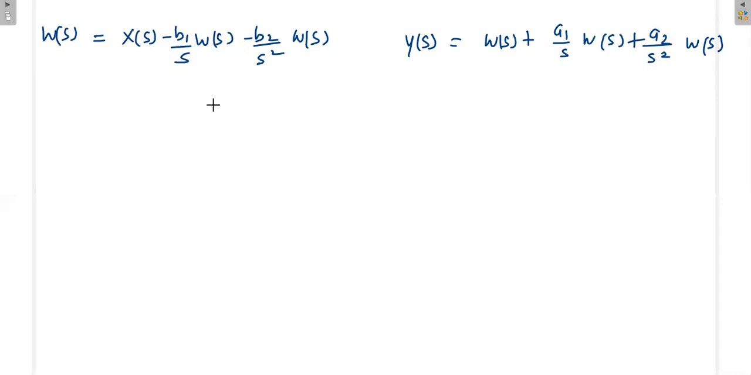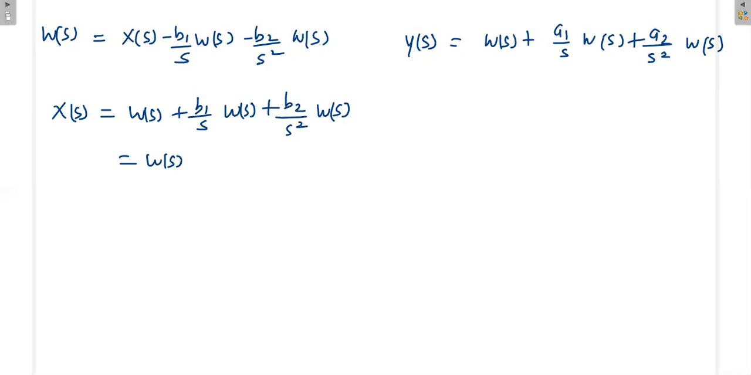From this we have to try to remove ws from both the equations, then we should get the relation between xs and ys. For that, write everything in terms of x of s. Then x of s is equal to, if you bring all the terms to this side, ws times b1 by s, b2 by s square, ws. So we can write this again, taking ws outside separately: b1 by s, b2 by s square, this is xs.